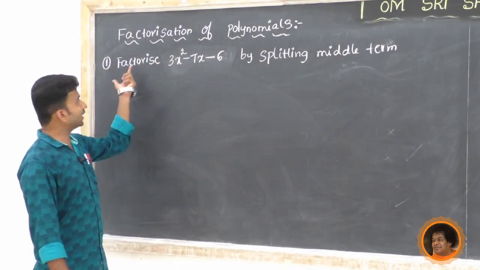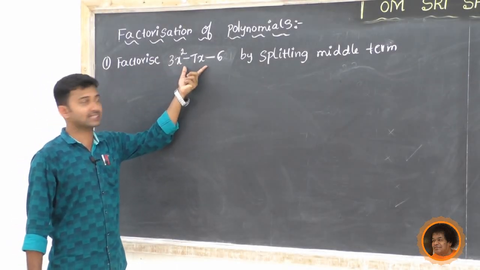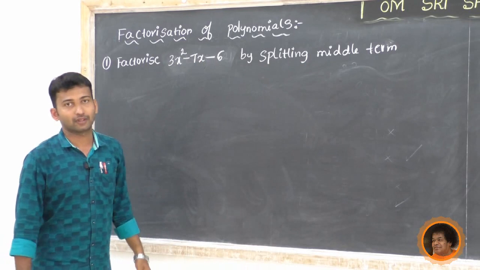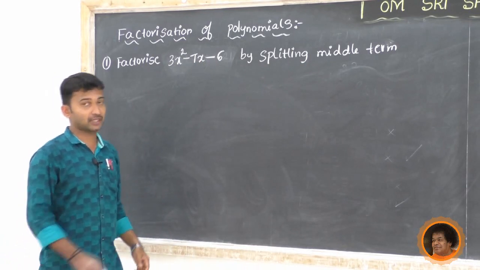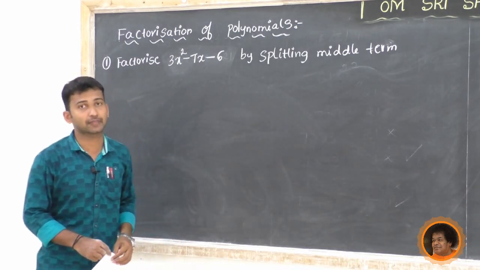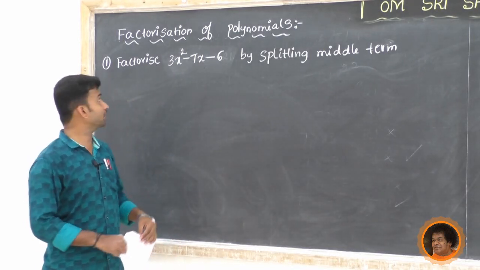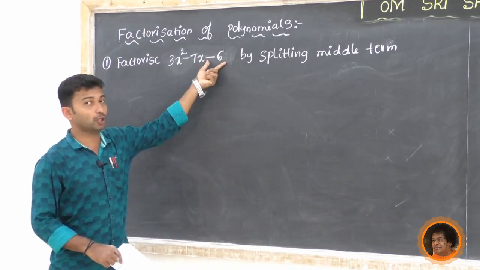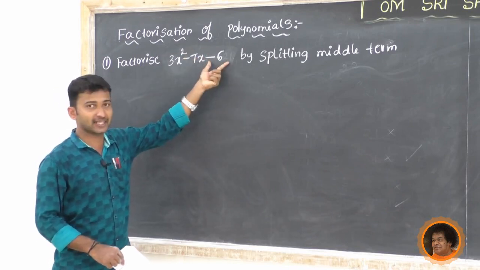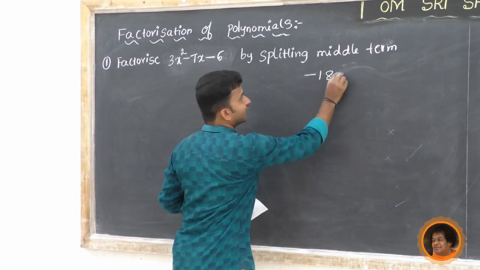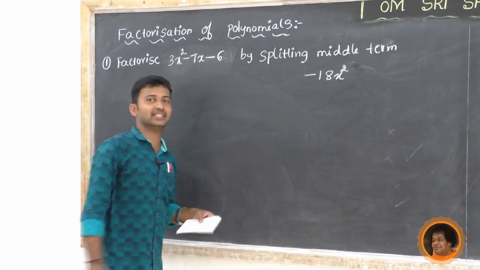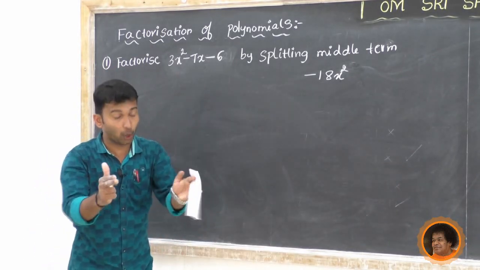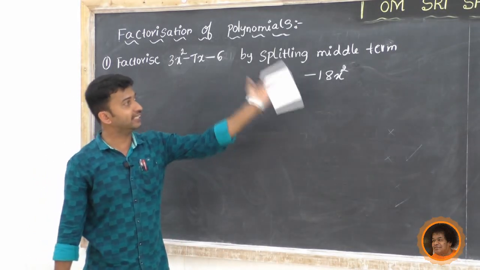Next problem, factorize 3x square minus 7x minus 6 by splitting the middle term. What is the first step? Find the product of the first and last term of the polynomial. Here the first term is 3x square and the last term is minus 6. What is the product of 3x square and minus 6? Minus 18x square. We need to find possible factors of minus 18x square.